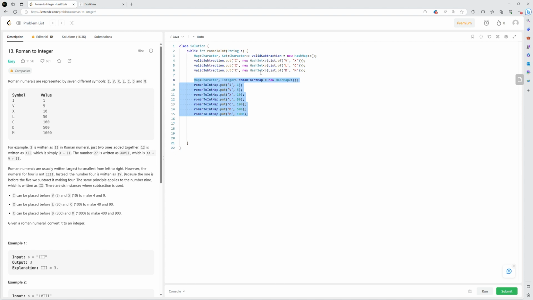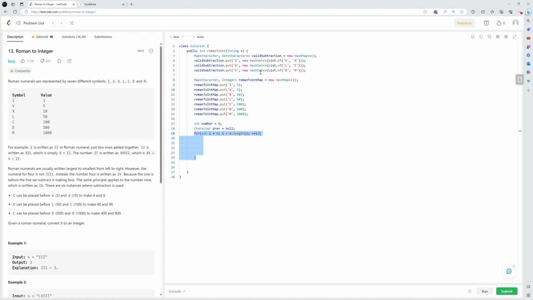Next, we create another hash map that will map a character to an integer, basically just mapping the symbol to its value. For example, for L, we have the corresponding value of 50, and we will call it Roman to int map. We will declare our number and set it to 0. This will be our final result after adding the values of all the symbols that we have in the input string, and we will also declare the previous character and set it to null.